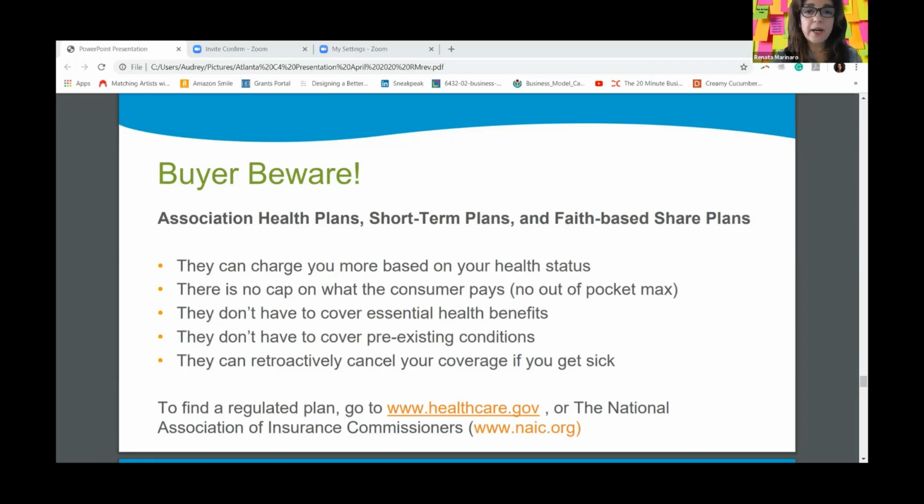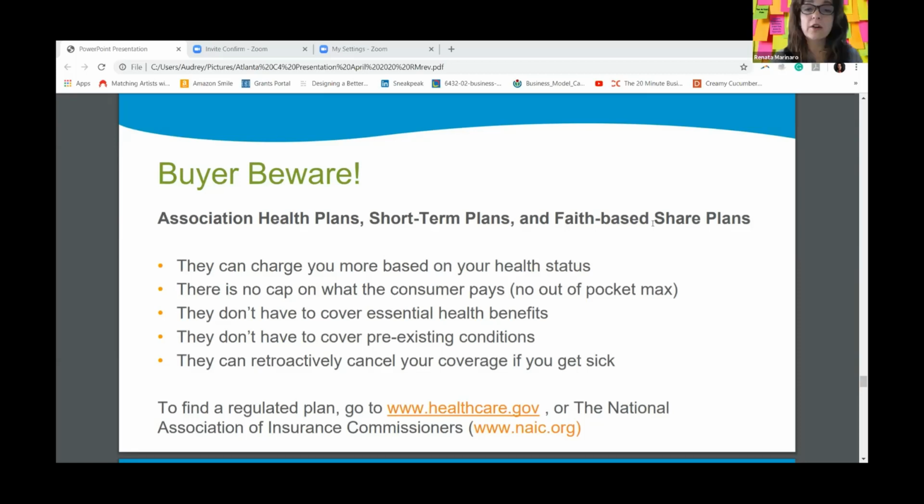There is no cap, there's no out-of-pocket maximum. So you might end up paying $90,000 even though you have health insurance. They don't have to cover essential health benefits. They don't have to cover medications if they don't want to. They don't have to cover hospitalizations if they don't want to. I saw a short-term insurance plan that only covered a very limited amount. I'm not kidding about that. They also don't have to cover pre-existing conditions, and they can retroactively cancel you if you get sick.